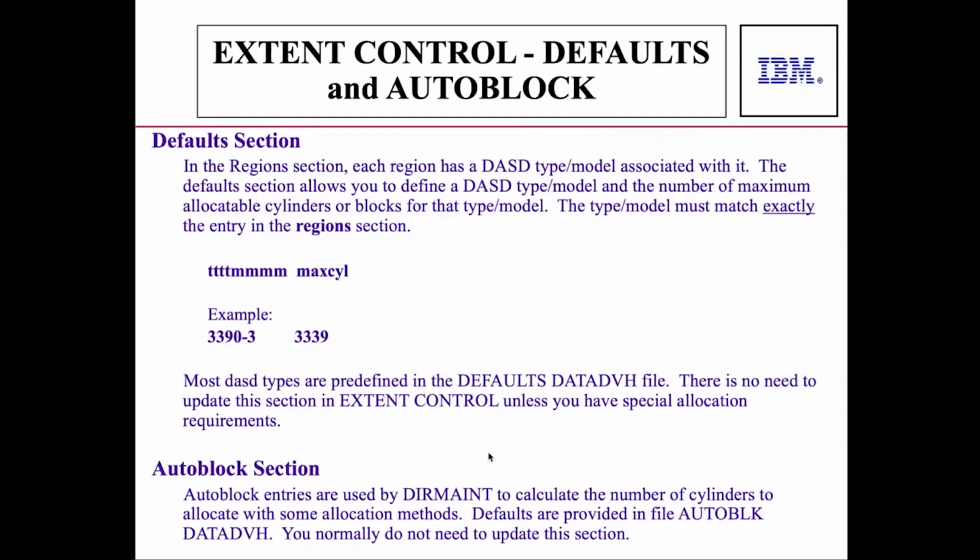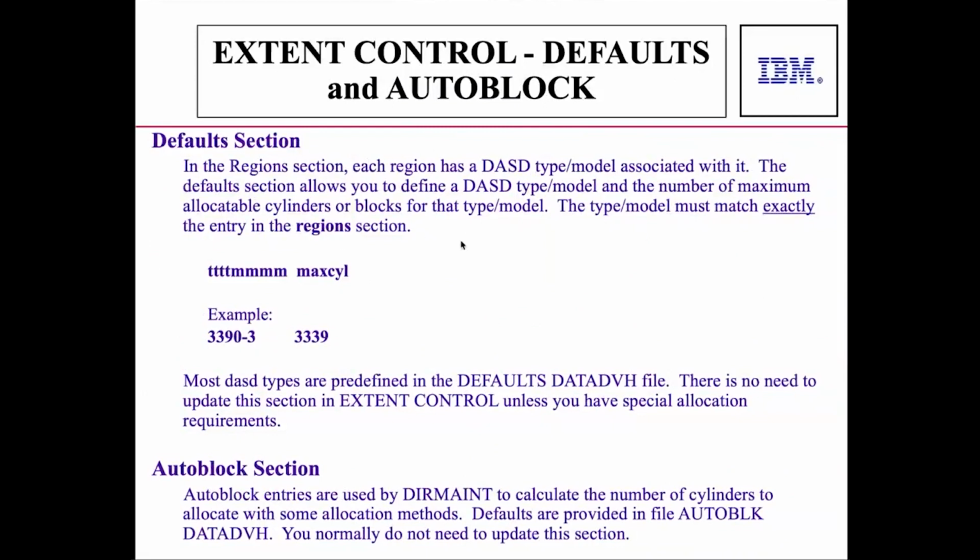So we talked about in the region section up here, these DASD type models associated. You didn't tell it in there the maximum number of cylinders on this disk. You basically said it's this kind of disk, which is handy because typically your DASD people would give you, okay, we have a bunch of this style and that kind of stuff. So as we just saw in that region section, we have those device types and models associated with it, and they have to match exactly.